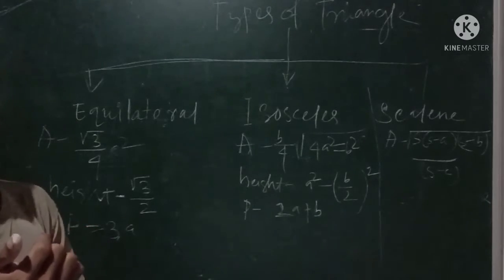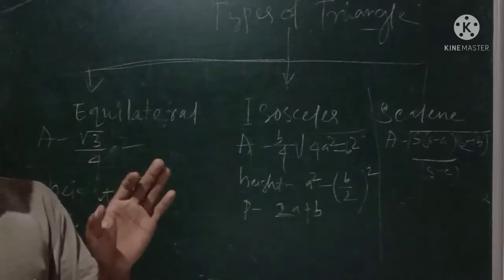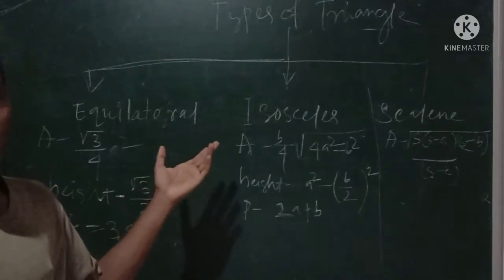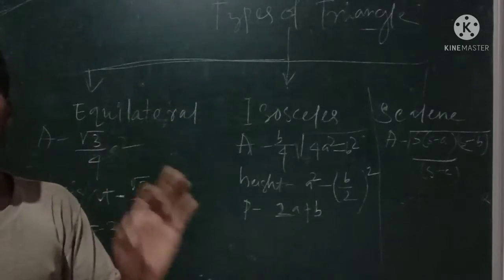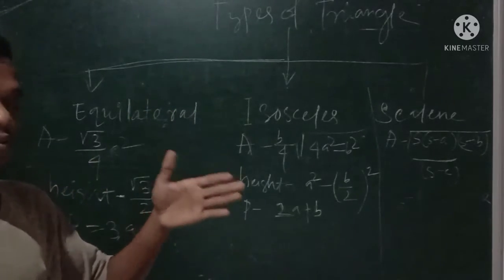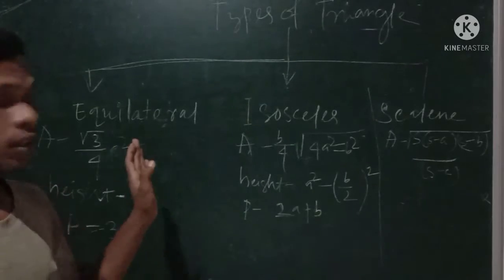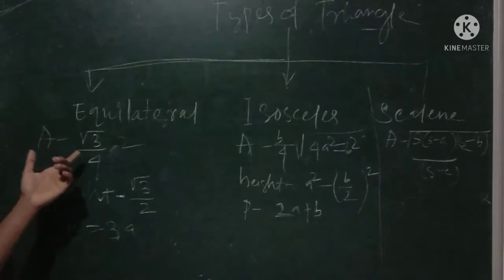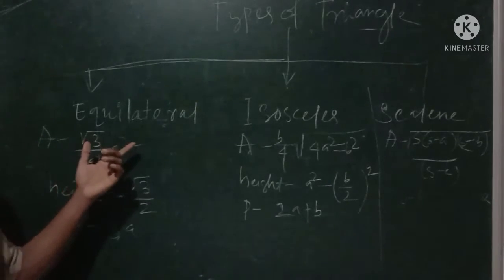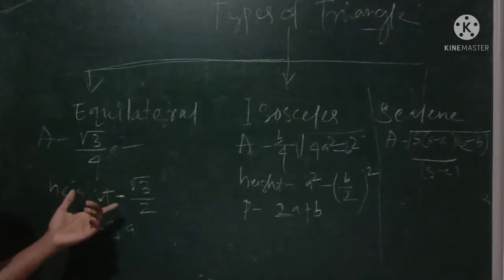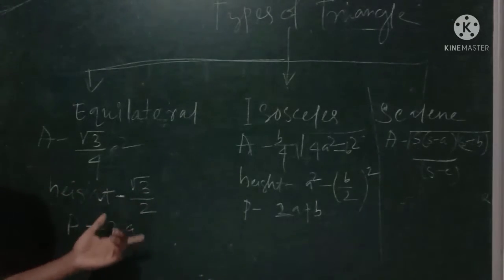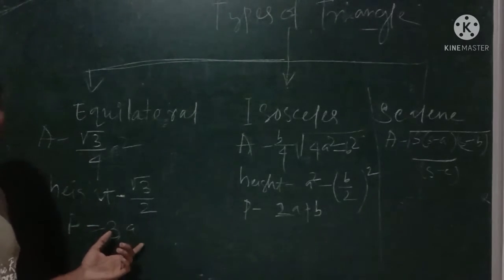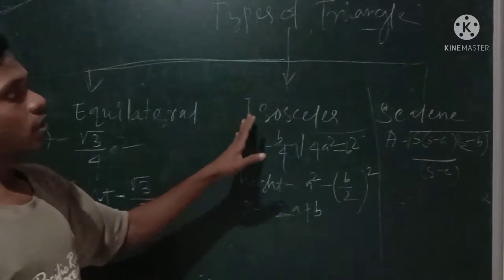What is the equilateral triangle? A triangle in which three sides are equal and every angle is 60 degrees, or every angle is equal, we call an equilateral triangle. How do we find the area of this? Root 3 by 4 a square. The height is root 3 by 2 a, and the perimeter is 3 into a. Here a means side.